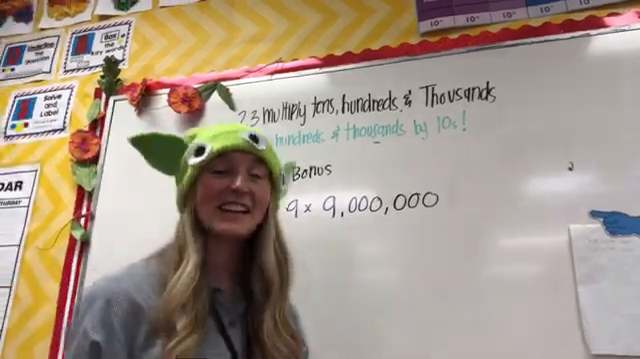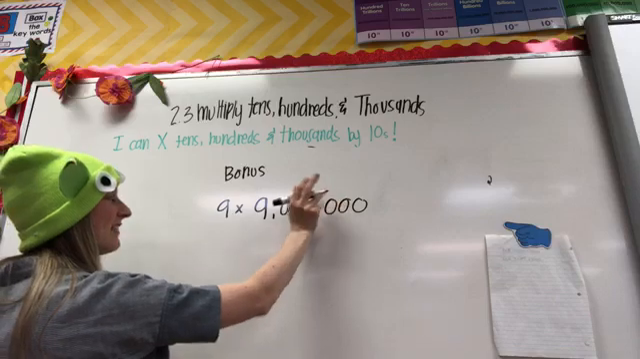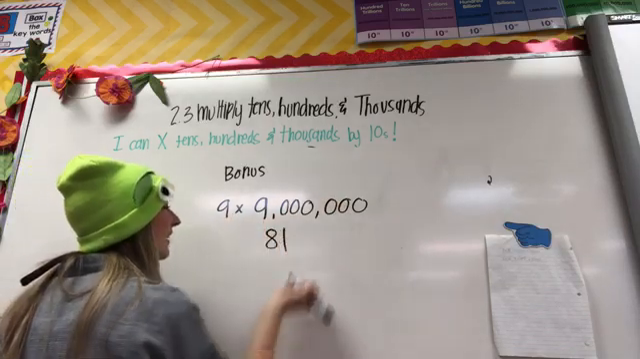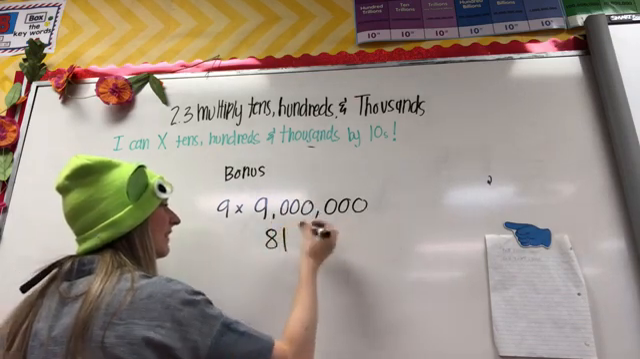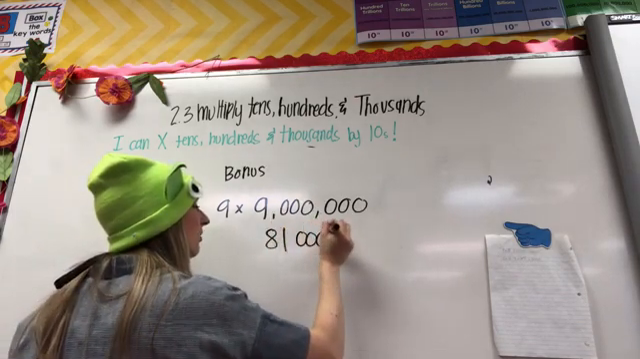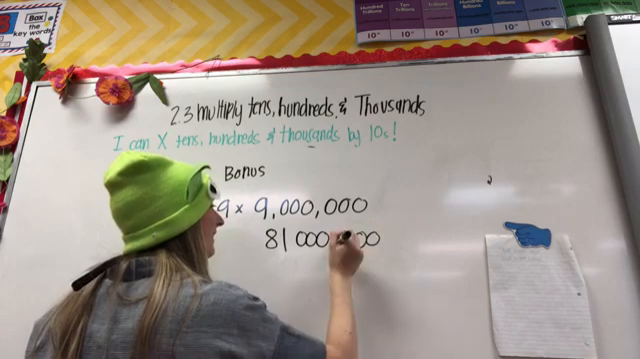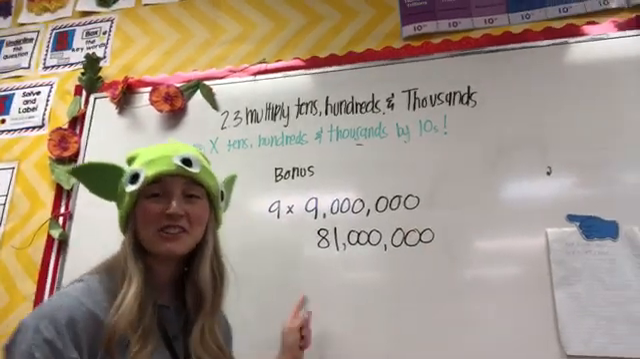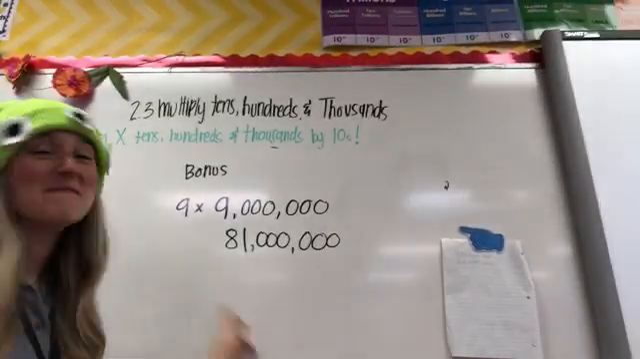I'm gonna keep going. So once again, I cover all my zeros. I do 9 times 9. 9 times 9 is 81. And then I count 6 zeros. 1, 2, 3, 4, 5, 6. Commas in. Okay, if you got our bonus problem right, you should have gotten 81 million.